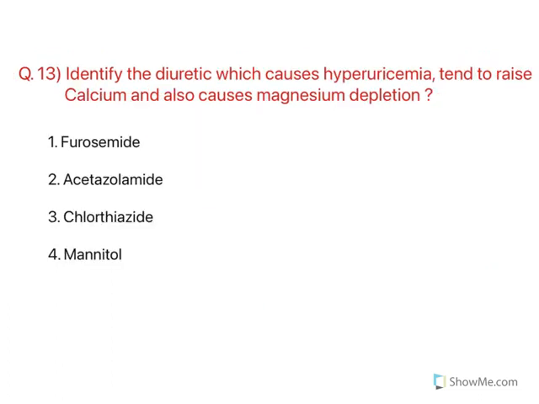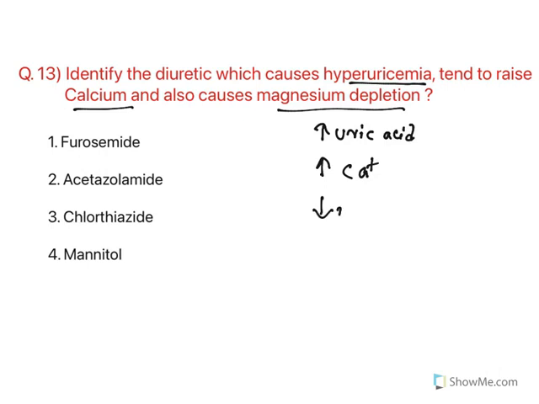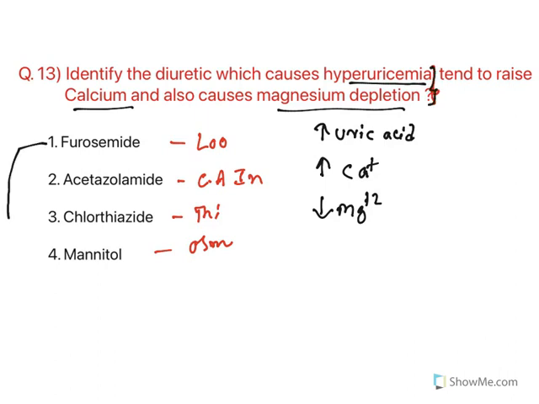Now the last one, identify the diuretic which causes hyperuricemia. That means increased uric acid in blood. Tends to raise calcium, increases the levels of calcium and causes magnesium depletion. That means reduces magnesium. Now see, out of this, furosemide is a loop diuretic. Acetazolamide, carbonic anhydrase inhibitor. Chlorothiazide is a thiazide diuretic. Mannitol is an osmotic diuretic. Now hyperuricemia, magnesium depletion, both of them are the adverse effects of loop as well as thiazide diuretics. Both of them have got the same thing.